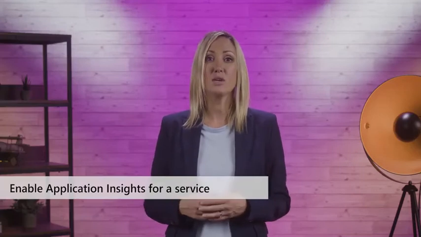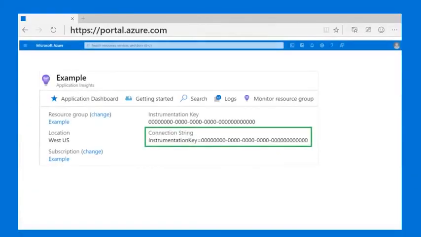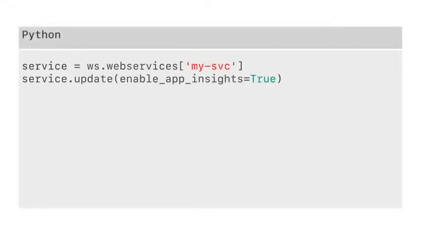Okay, let's now look at how to enable Application Insights for a service. When deploying a new real-time service, you can enable Application Insights in the deployment configuration for the service. If you want to enable Application Insights for a service that is already deployed, you can modify the deployment configuration for Azure Kubernetes Service, or AKS, based services in the Azure portal. Alternatively, you can update any web service by using the Azure Machine Learning SDK.